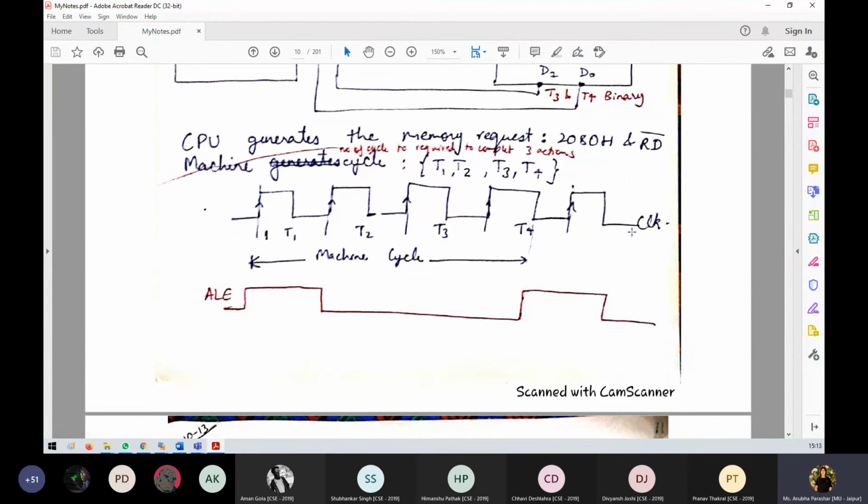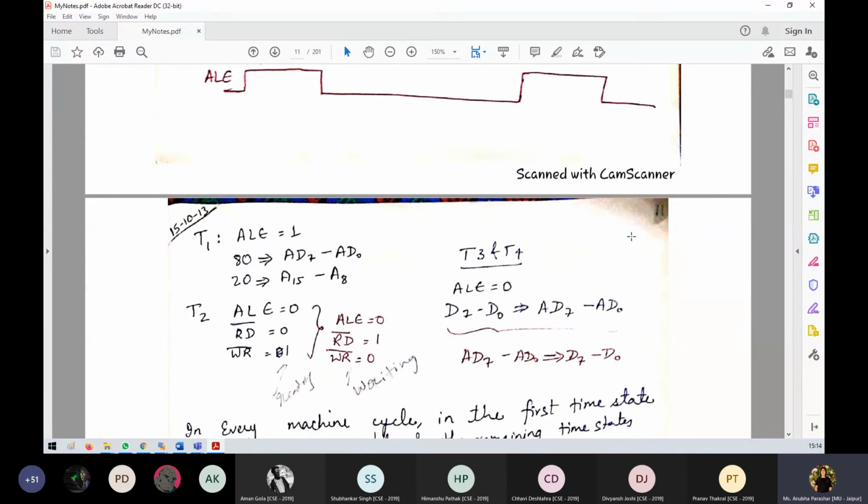If you study pipeline and data hazard and memory hierarchy, that means cache memory, then you can cover 80 to 90% of the GATE syllabus, so it is that important.